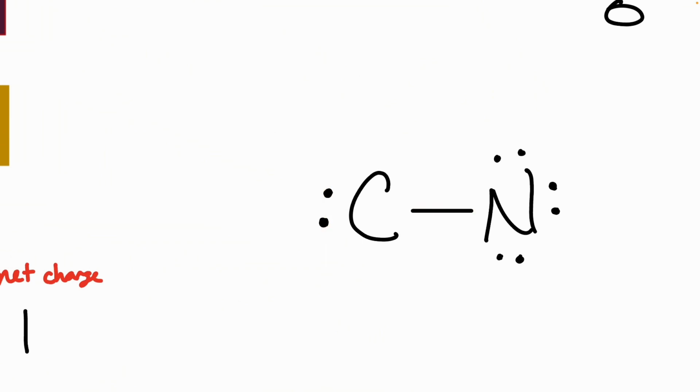It's not happy. So what I'm going to do is reshuffle what's already on the page here. I'm going to take one of these lone pairs from the nitrogen and move it over here to become a bonding pair. So now I'm done. No, my carbon's still not happy. So what am I going to do now? I'm just going to play that game again. I'm going to take another pair of electrons from the nitrogen and bring it down to form what we call a triple bond.